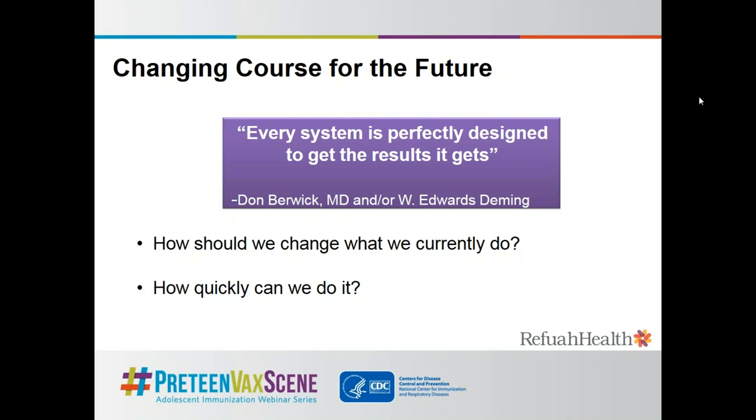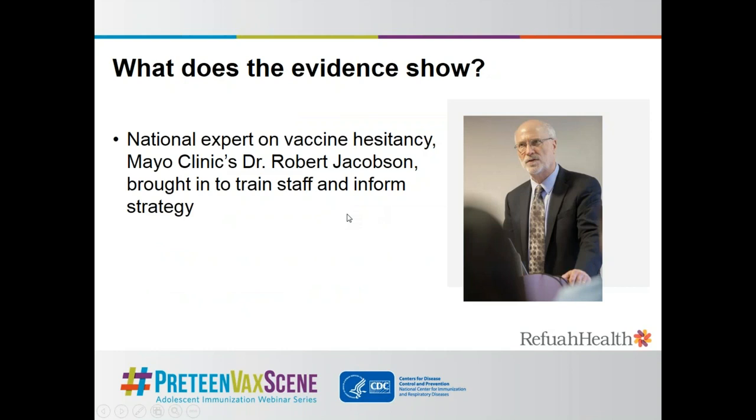So to level set, we brought in Dr. Robert Jacobson. Next slide. He's, as Hani Sturmer just mentioned, a national expert on vaccine hesitancy. And we asked him to educate us on what the available data show about what works and what doesn't to improve vaccination rates. I'll share with you three studies he highlighted that we found particularly eye-opening and which are informing our strategy going forward.